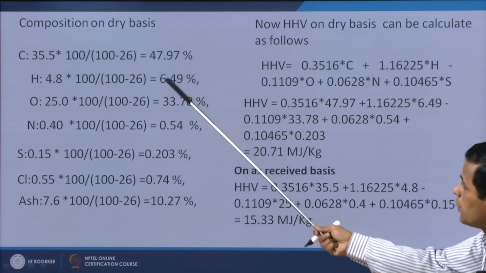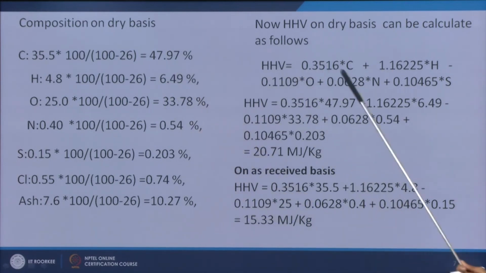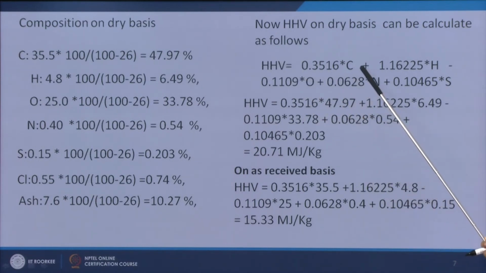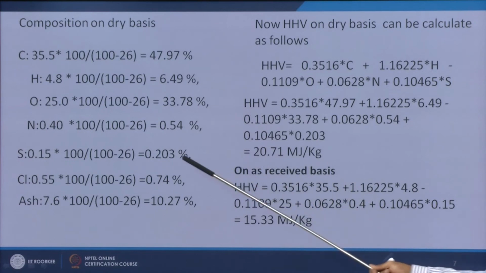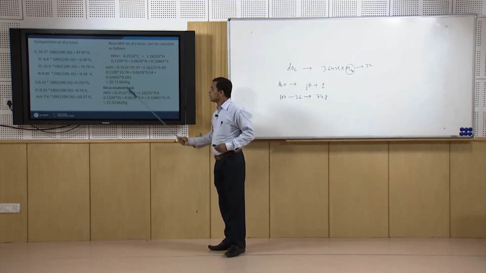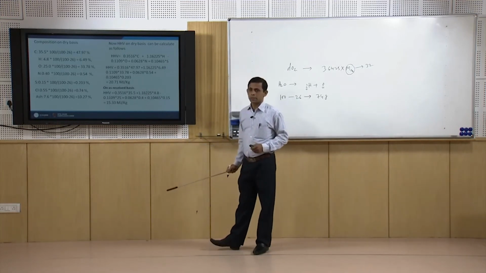So, these percentages will be used now to calculate the HHV value, higher heating value, and that will be on a dry basis. So, 0.3516 into C, where C is equal to 47.97, H is equal to 6.49, oxygen is equal to 33.78, nitrogen is equal to 0.54 and sulfur is equal to 0.203. And we are getting 20.71 megajoule per kg. So, the first part is over, we have discussed it.